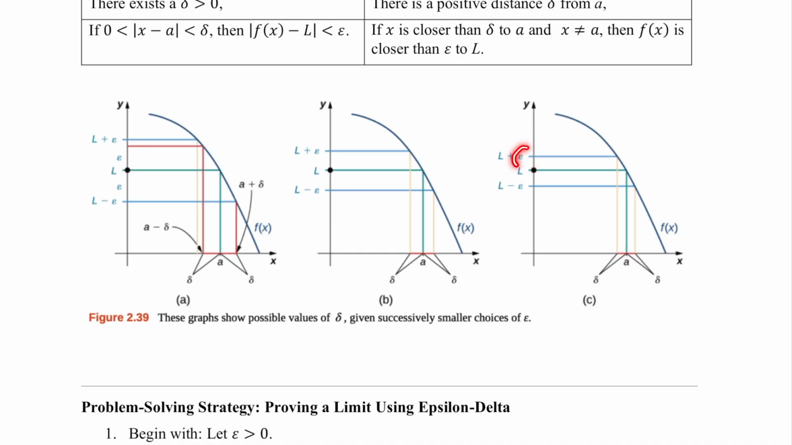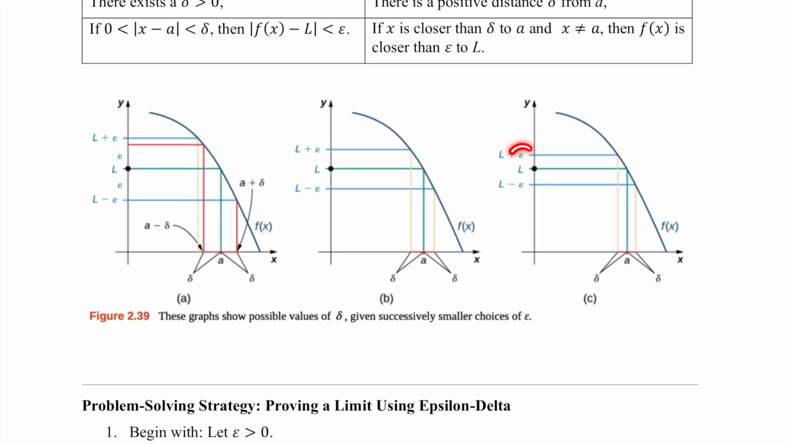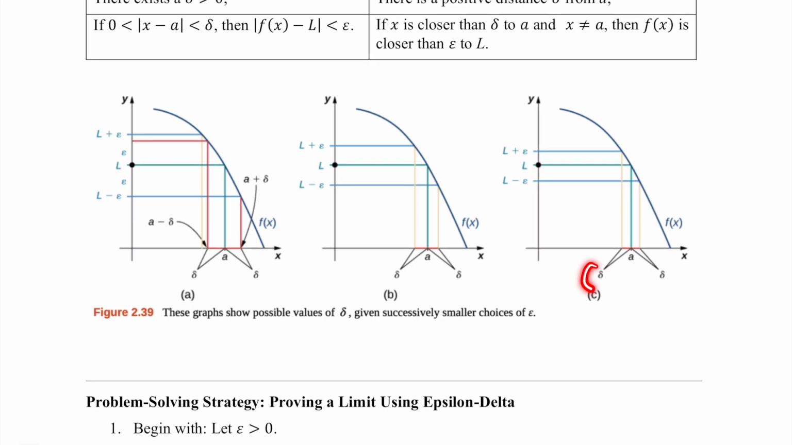As epsilon gets smaller, delta must also get smaller. If you demand tighter vertical accuracy, I must restrict the horizontal input more. No matter how small epsilon is, I can always find a delta that makes this work. That's what it means for a limit to exist.